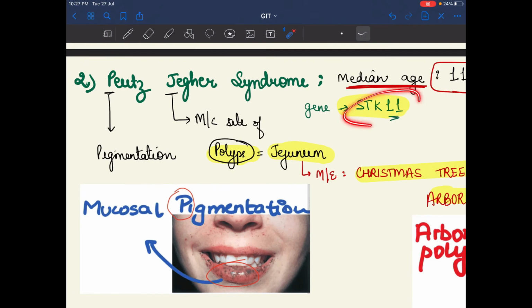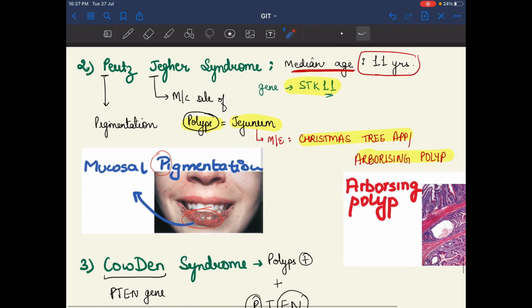The STK11 gene is involved. 11-year age involvement is there, that's why the gene is STK11. Please remember it like this. The most common site of involvement is the jejunum.